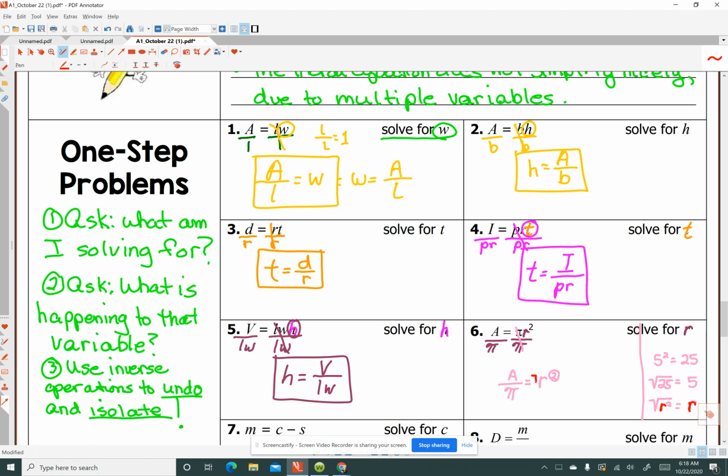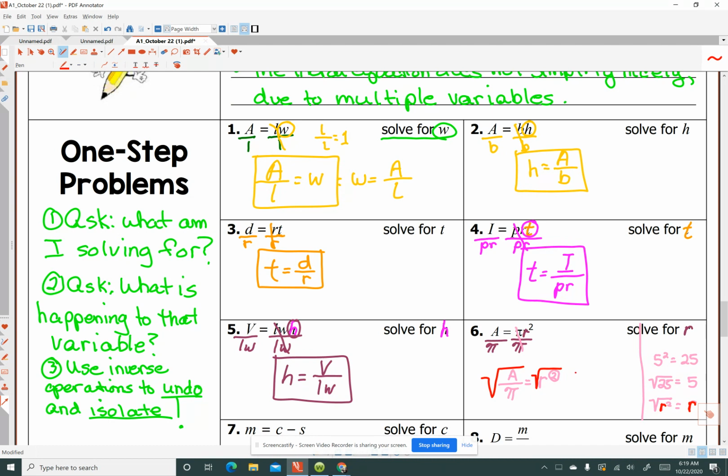So I'm going to take the square root of this r squared. Now, if I do that to the right side of the equation, I also need to do it to the left side of the equation.